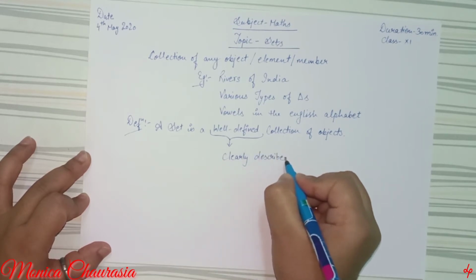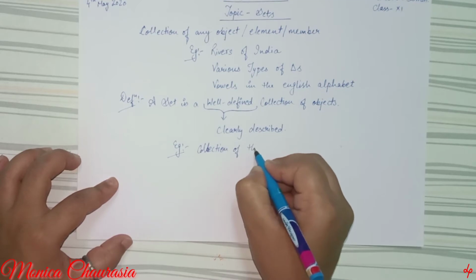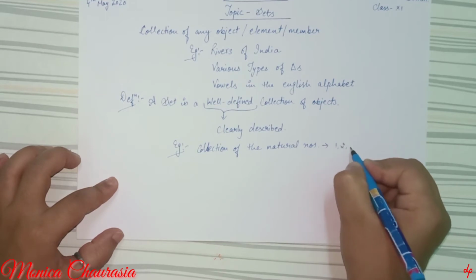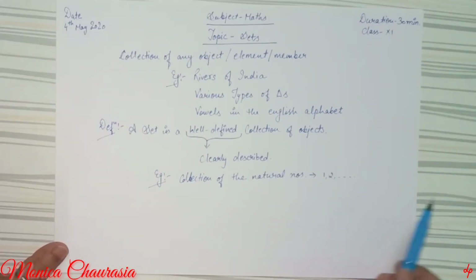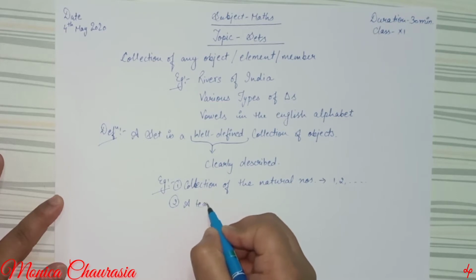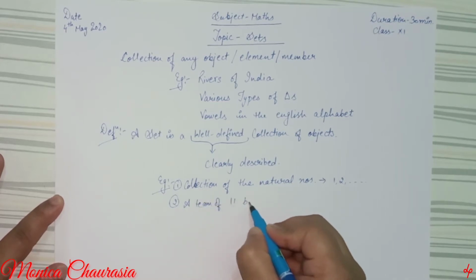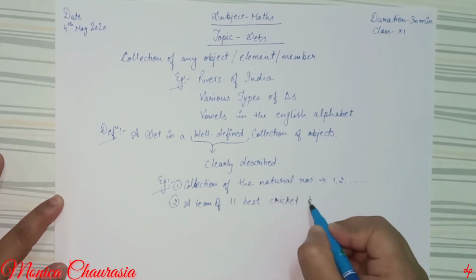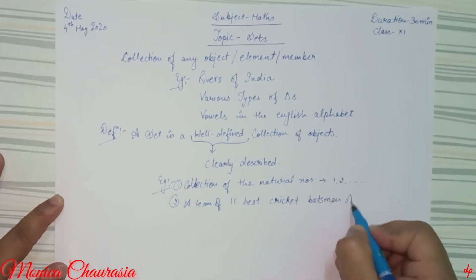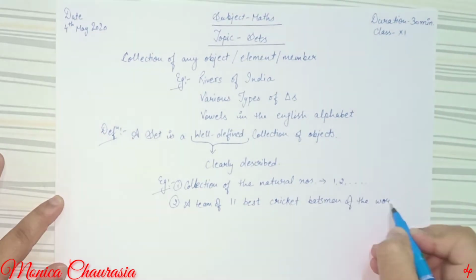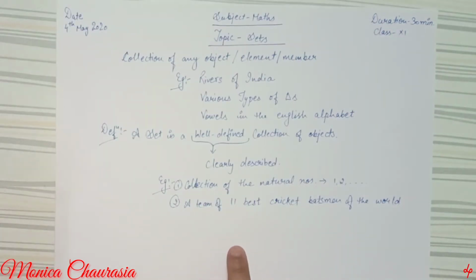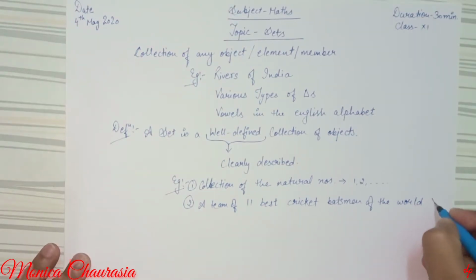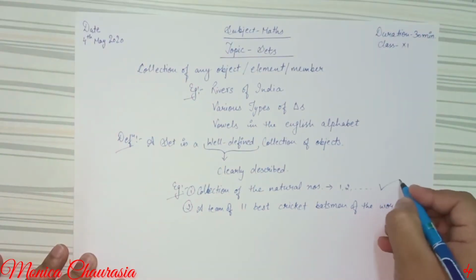For example, collection of the natural numbers 1, 2 and so on. This is a collection of natural numbers. A team of 11 best cricket batsmen of the world. Is this a set? No, because it is not clearly defined which country. This is not an example of a set and the earlier one is an example of a set.